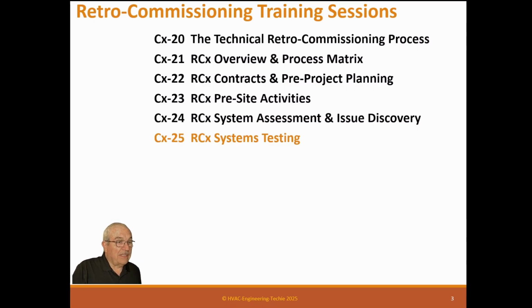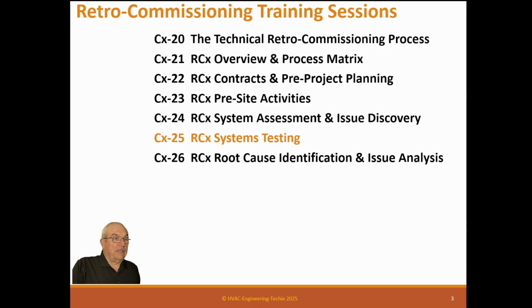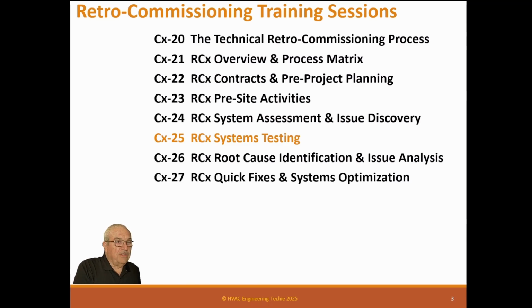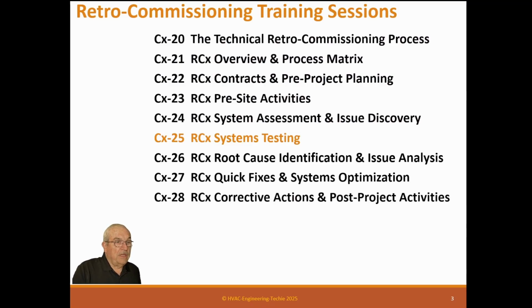So how do we exactly test the systems? That's what we're going to talk about today. 26 is the root cause identification and issue analysis. This is a key one. It's not real long, but it does tell you exactly how to figure out if it's a root cause or not. 27 is quick fixes and systems optimization, an important part of our process. 28 is corrective actions and post-project activities, how these things end up.